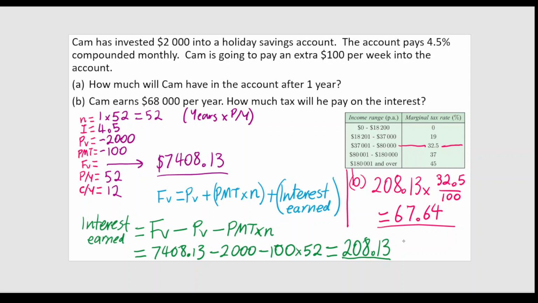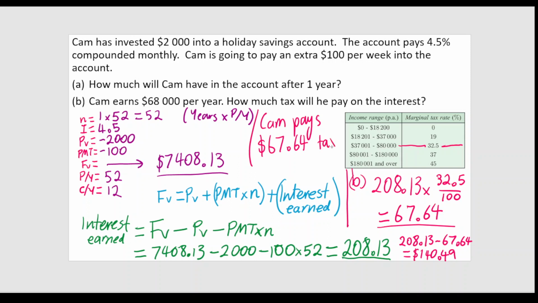The question is not asking his after-tax sort of takeaway, but if we needed to do that, we would say $208.13, take away $67.64, which is going to give us $140.49. Again, it's pretty much expected that you'll answer this with a sentence. So I'm just going to write that up here because I've run out of space. So Cam pays $67.64 tax on his interest earned.